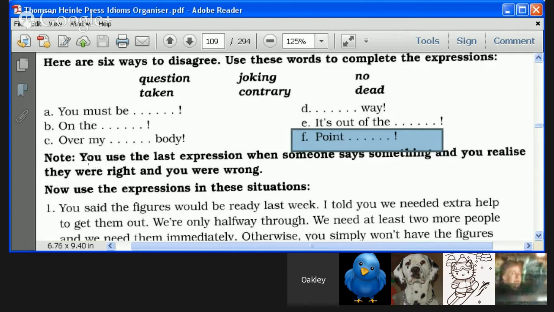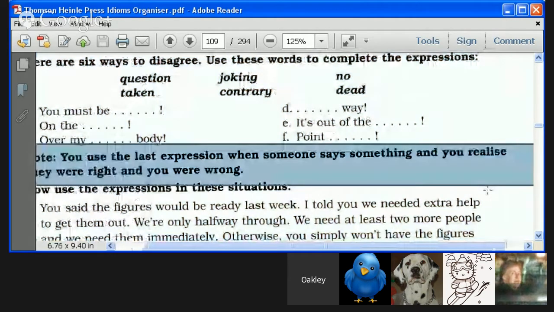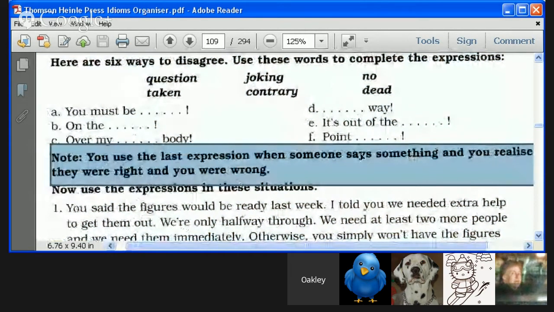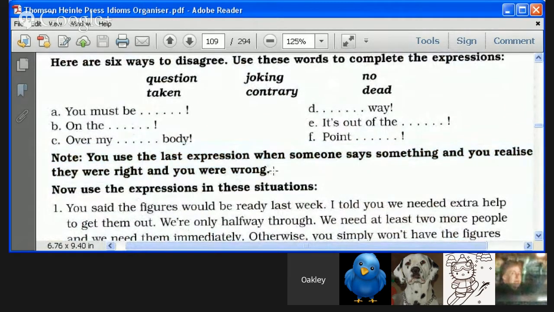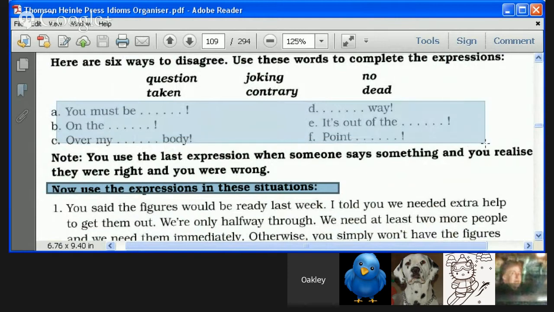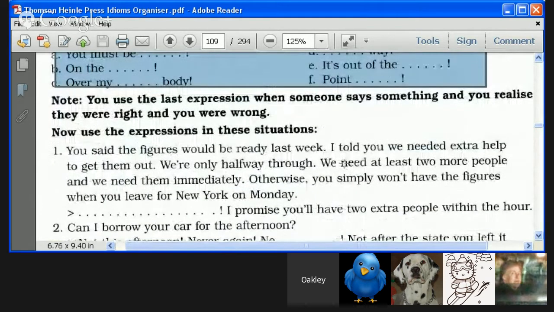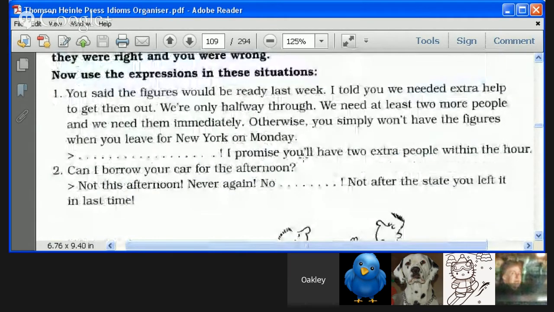All right. Now, there's a note here. You use the last expression when someone says something and you realize they were right and you were wrong. Yeah, about one point, but the bigger argument you may want to continue. Okay. All right, we're going to try to use these expressions that we just looked at in the situations below.